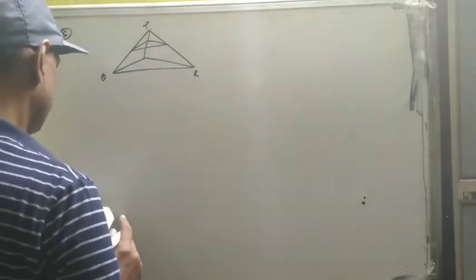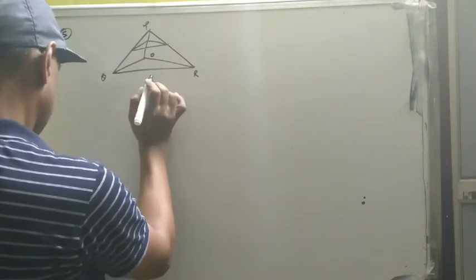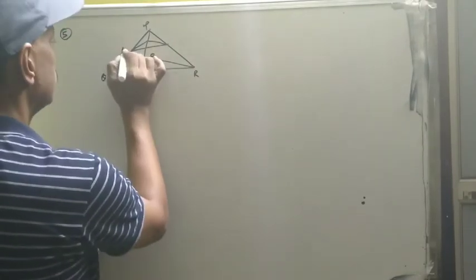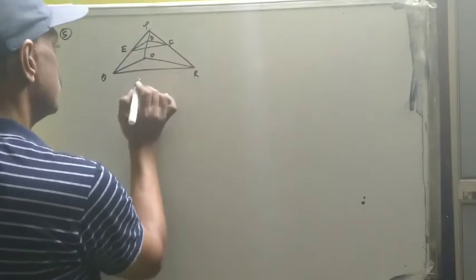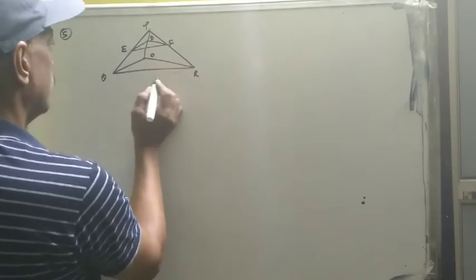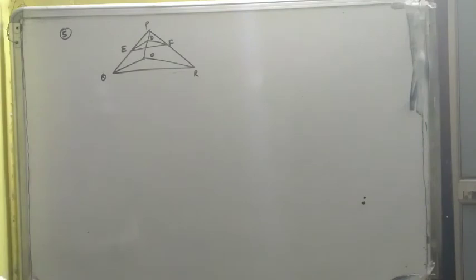It is like this. Take the names: this is O, E, F, D, Q, R. So this is PQR, PQR, EF, OD.